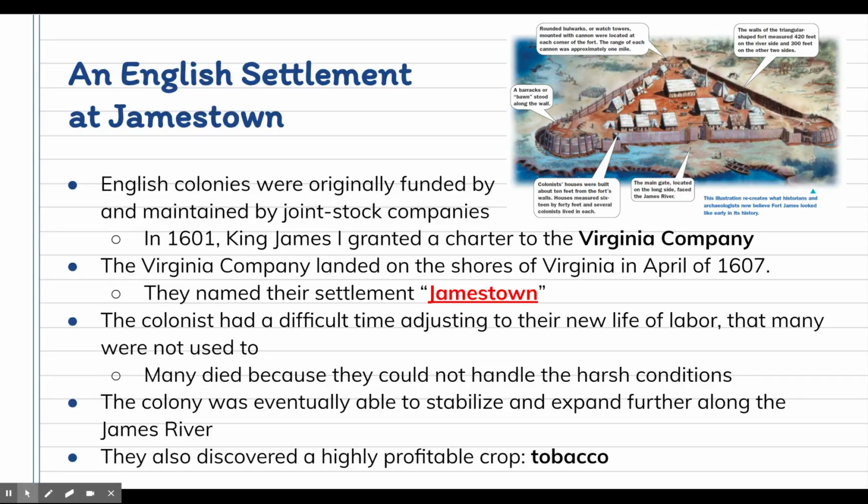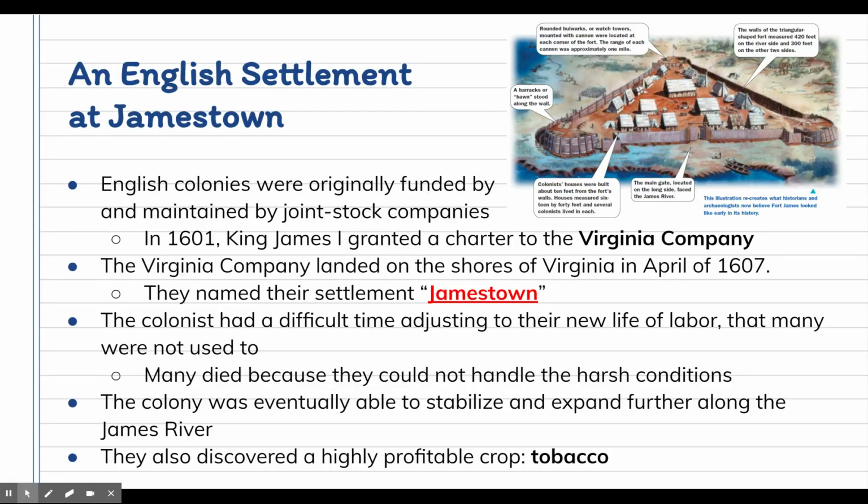So the colony was eventually able to stabilize and expand further along the James River. So they had more colonists coming, more resources, but it took them a long time to kind of find this balance. Jamestown, all the colonists almost died completely. They also discovered a highly profitable crop, tobacco.